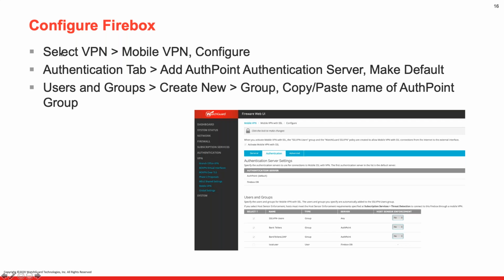Then we move over to the Firebox side. You're going to select VPN, mobile VPN, and configure. Go to your authentication tab and add in the AuthPoint authentication server. Now this is the direct tie-in, so we don't need to add in the Radius server. Or if you're previous to 12.7.1 or you do not have your basic or total subscription, you could still tie in your Radius resources here. You want to add in users and groups, create new group, and copy and paste the name of the AuthPoint group. That's a critical component because if you don't complete this process, you won't be able to complete that process from there.